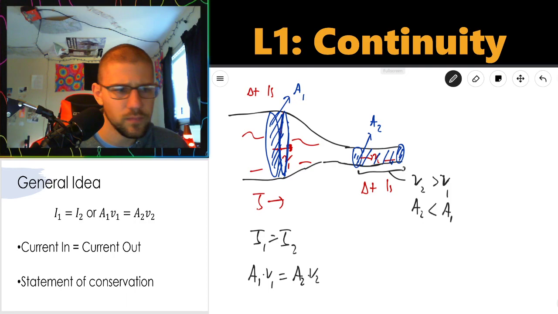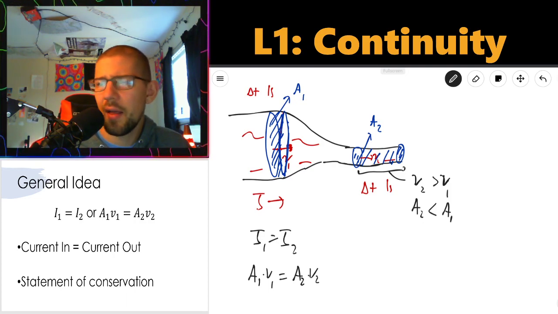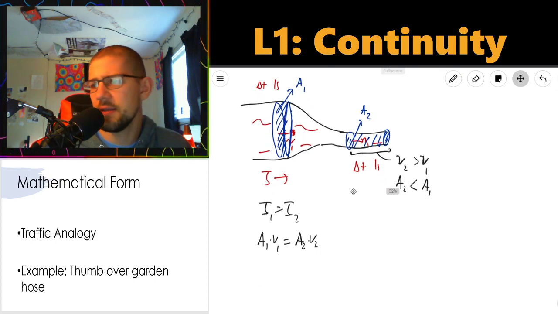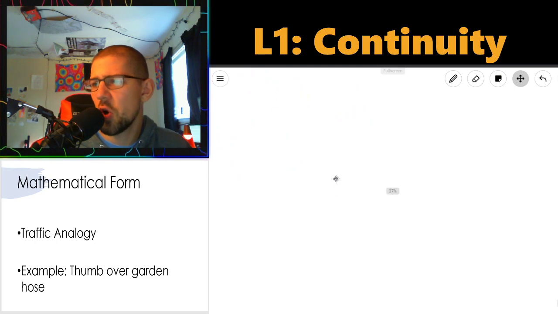All right, this tends to be a little bit of an intuition breaker for people, so I have two analogies that I like to use. The first one is of traffic. So imagine for a minute that you're just driving down the road.